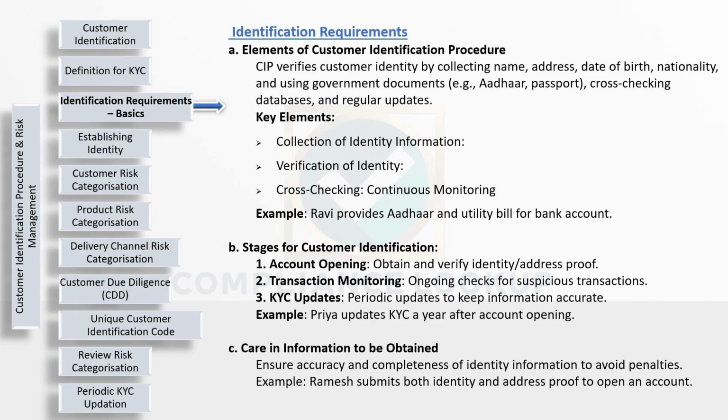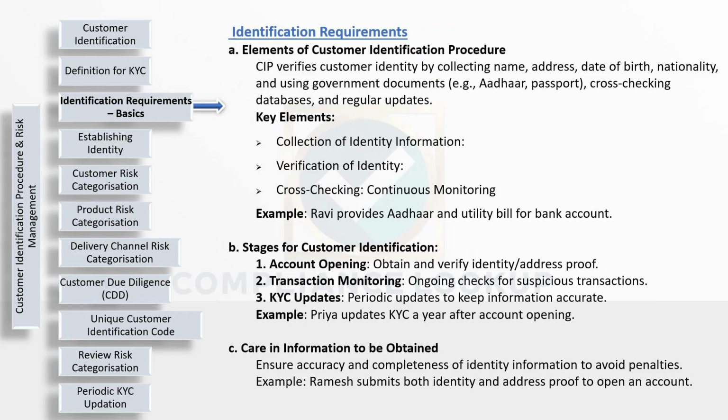C. Care and information to be obtained. Financial institutions must be careful about the quality and completeness of information obtained. Information must be accurate, verified, and up to date to ensure proper identification. Incomplete or incorrect data may lead to regulatory penalties.